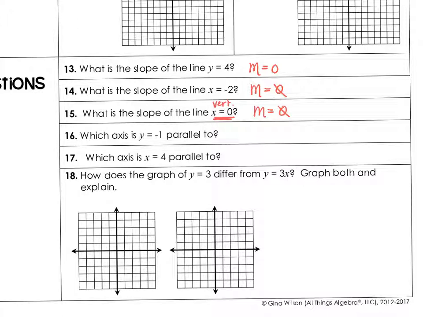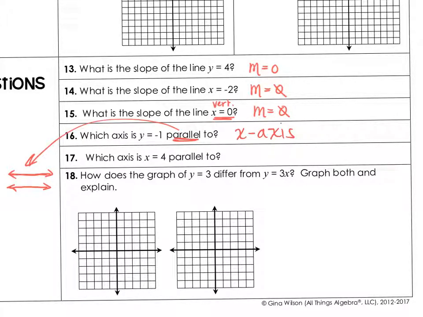Now, which axis is y equals -1 parallel to? What does it mean to be parallel? Well, parallel means you're going in the same direction, and the two lines will never cross. So which axis? y equals -1 is a horizontal line. Is it parallel to the x-axis or to the y-axis? Graph it if you need to see it. It's parallel to the x-axis.